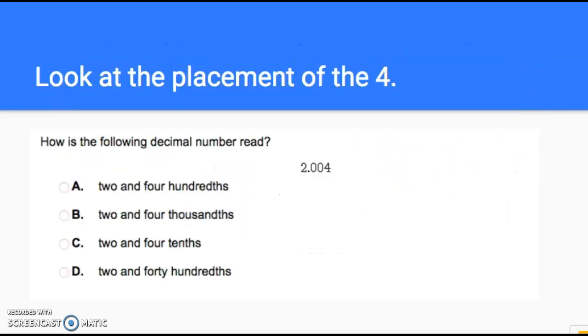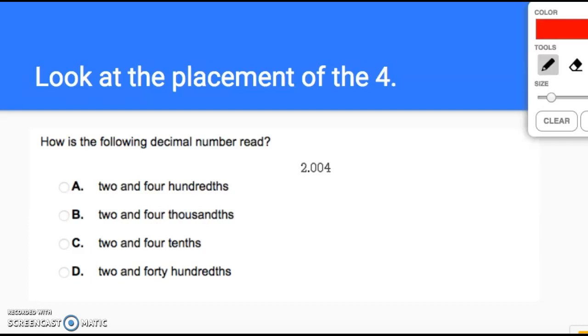All right, let's take a look at how to read and write here. So the question comes up, how is the following decimal number read? Well, we start here, find your decimal. See that? That's where you say and, and anything to the left of it is read first. Well, we just have 1 digit to the left. That's the number 2. Notice over here in our answers, it says 2 and, 2 and, 2 and, 2 and. Well, they're making that fairly simple for us. We can't eliminate anything here. It's 2 and something. So we have to pay attention to how many digits are to the right of the decimal. You want to look at the placement of the 4.